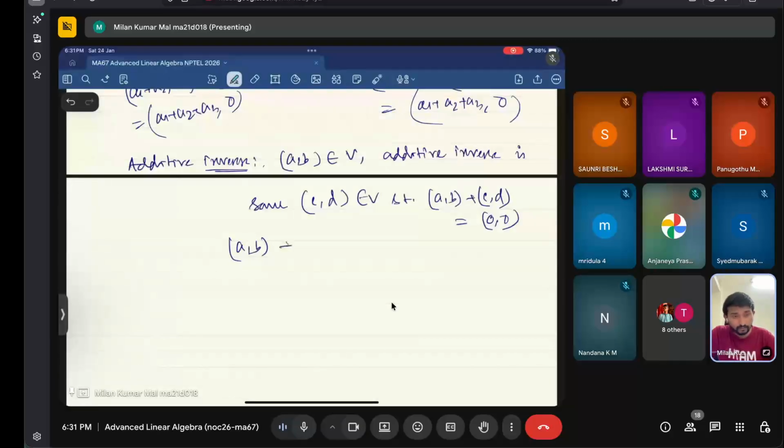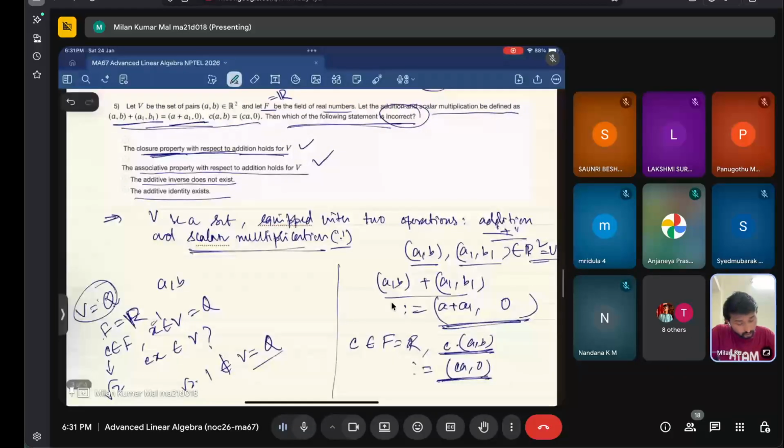So that means the last option will be the correct one. Sorry, no, the additive inverse does not exist. Here is some mistake I have made. Additive inverse means this should hold, but there should first exist something. So to have an additive inverse, we should first have an additive identity.